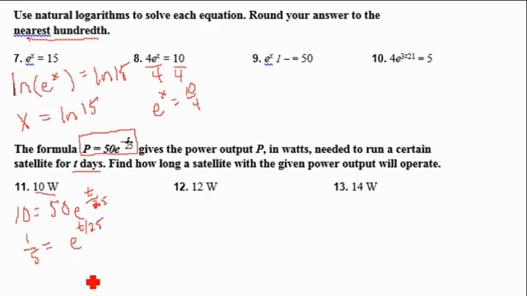Then I'm going to take the natural log of both sides. So I got ln of 1 over 5 is equal to t over 25. Now I'm going to multiply both sides by 25, and I get t equals 25 times the natural log of 1/5. Now once I have t equals something, I can put that in my calculator and find the exact number of days it takes to use 10 watts.